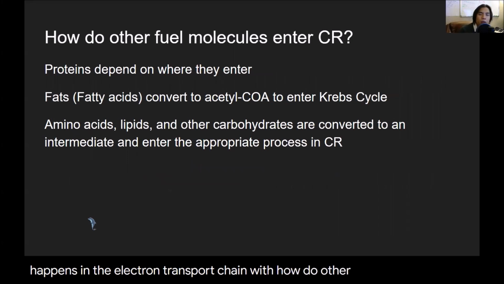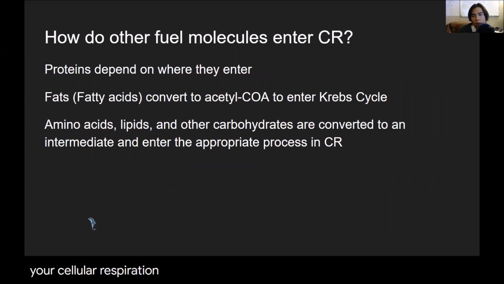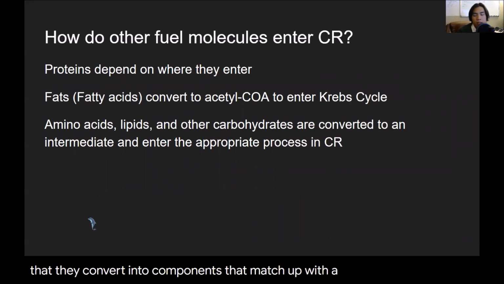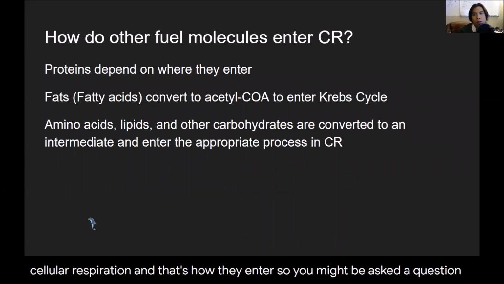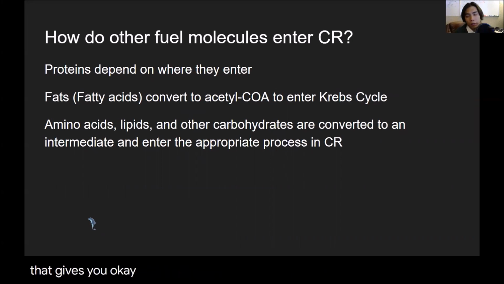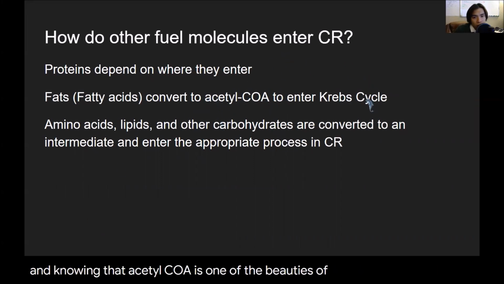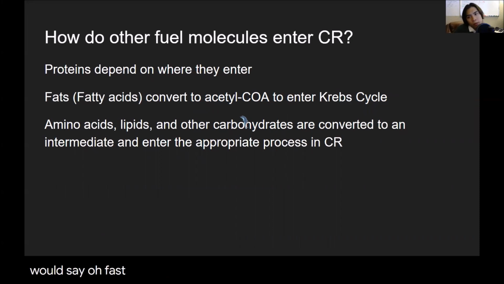How do other fuel molecules enter cellular respiration? You don't really need to know this in particular, but know that they convert into components that match up with a different step in cellular respiration, and that's how they enter. So you might be asked a question that says a fatty acid is converted into acetyl-CoA. Where does it enter? Knowing that acetyl-CoA is one of the reactants of the Krebs cycle, you would say, oh, fats enter the Krebs cycle.